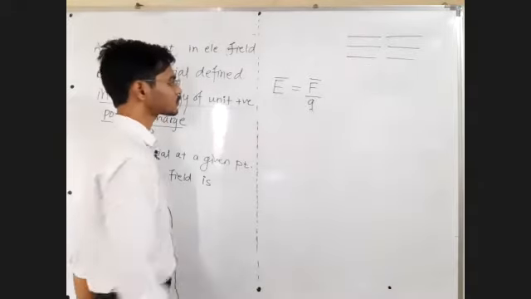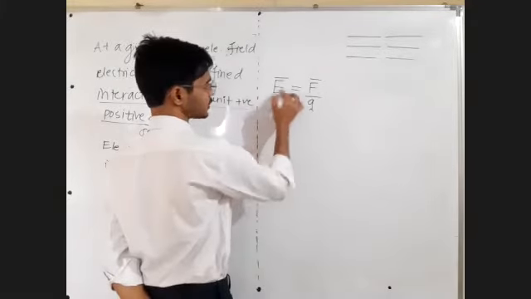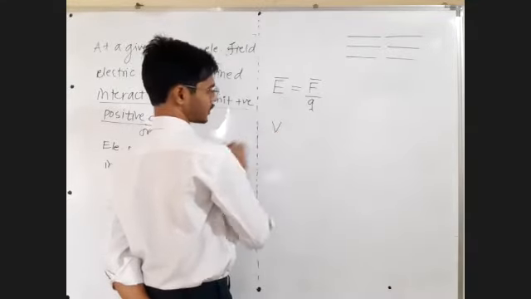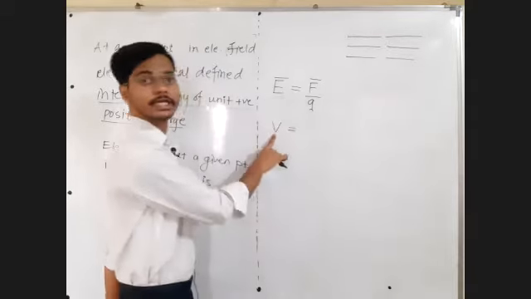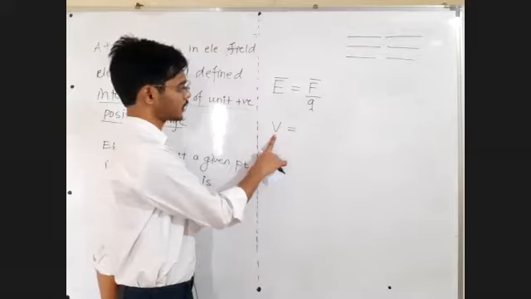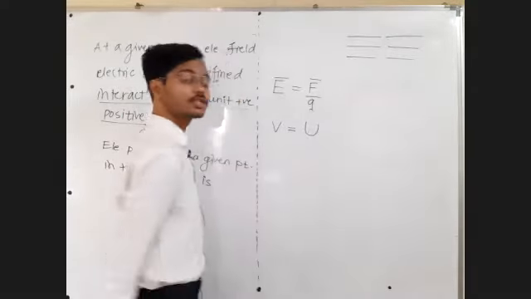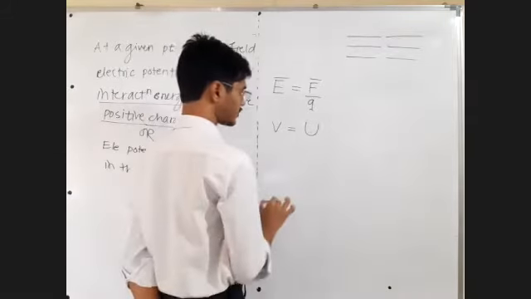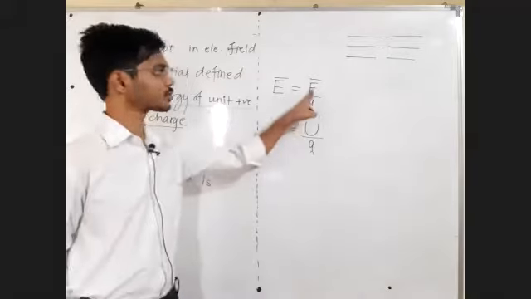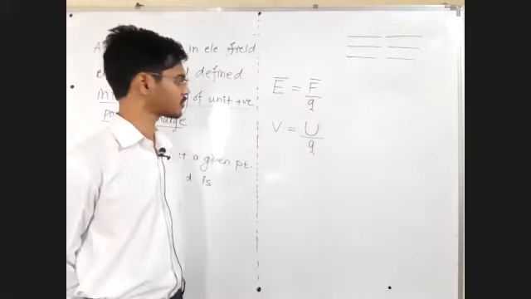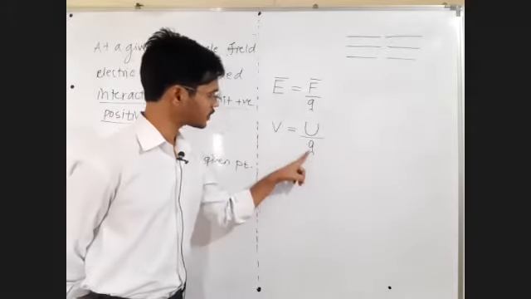Fine. Next, just like this definition, we can have the definition of potential. Just like electric field intensity at a given point, we have a definition of electric potential at a given point. It is the electrical potential energy of a given charge placed at a given point divided by the given charge. Just like force acting on the given charge divided by given charge, it is the electrical potential energy of the given charge divided by given charge.